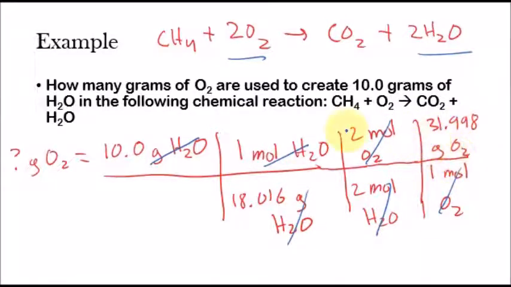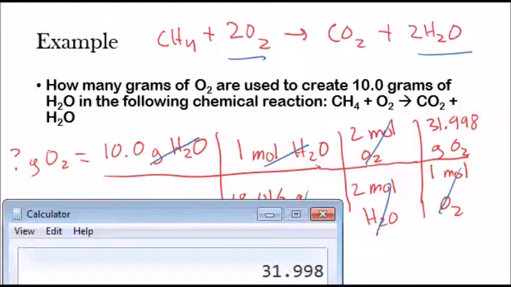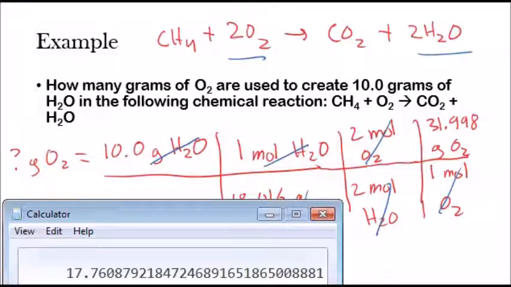Grams of O2 is what we wanted to start off with, so that's good. We can go ahead and calculate. Multiply the top: 10 times 1 times 2 times 31.998, divided by the bottom, which is 18.016 times 2 times 1. That is going to give us this.